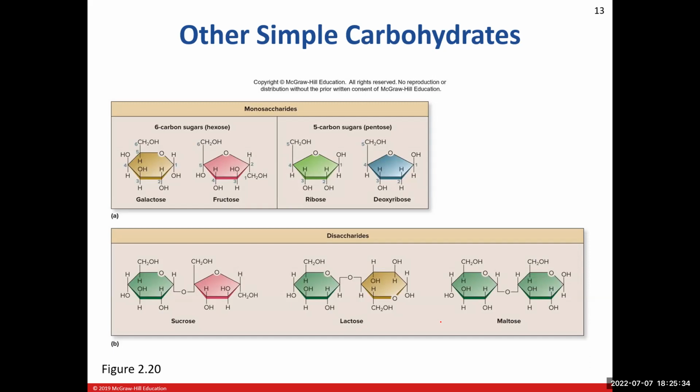Okay, so here you can see on this slide just some of our simple carbohydrates. We've got our monosaccharides at the top, the 6 carbon hexose sugars, galactose and fructose. To the right of that, you can see the 5 carbon sugars, our pentose sugars, ribose and deoxyribose. Those should look familiar too, because if you've heard of DNA and RNA, that's where those sugars are found. Then in our disaccharides, notice you have at least one glucose molecule in all of them. Always at least one glucose molecule there.